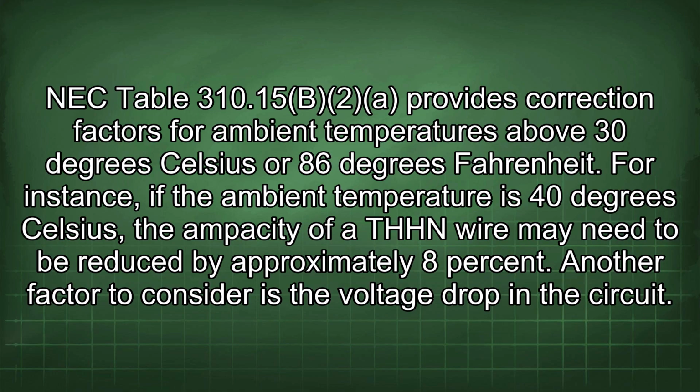310.15(B)(2) provides correction factors for ambient temperatures above 30 degrees Celsius or 86 degrees Fahrenheit. For instance, if the ambient temperature is 40 degrees Celsius, the ampacity of a THHN wire may need to be reduced by approximately 8%.